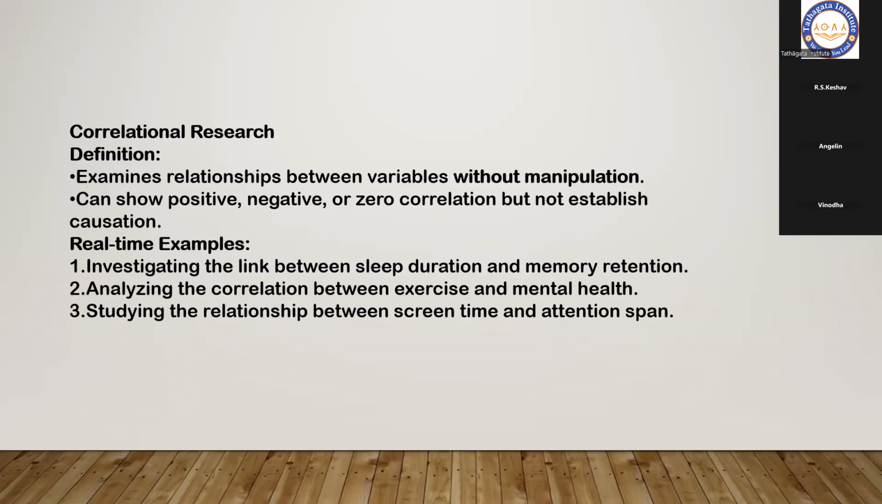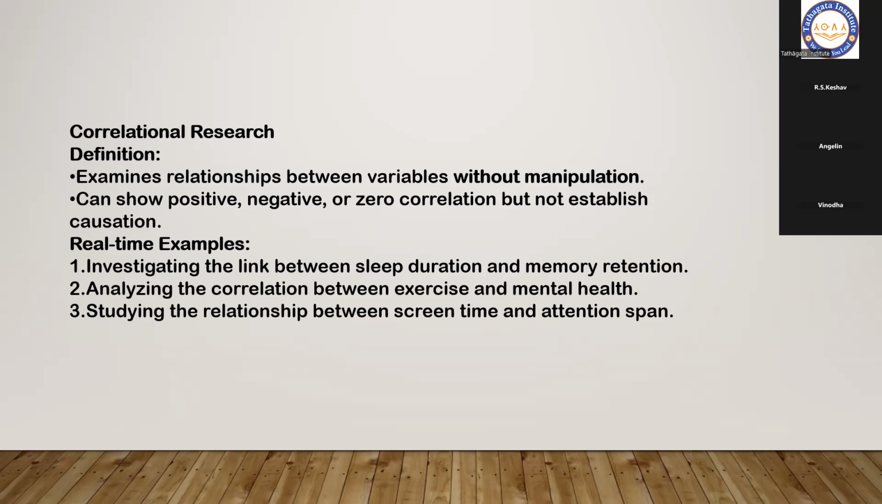Moving on to the next one, correlational research. Correlational research finds the relationship between two factors without manipulation. It will find the relationship between A and B without adding extra information. Correlational research is of three types: positive, negative, or zero correlation, but it will not establish causation. Where is it used? Correlational research is used in social sciences and businesses.